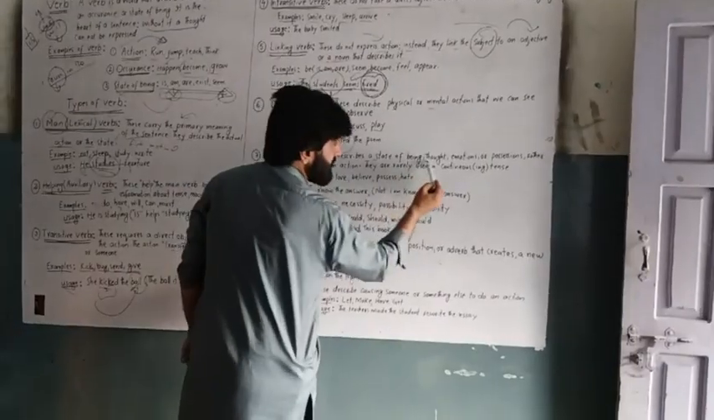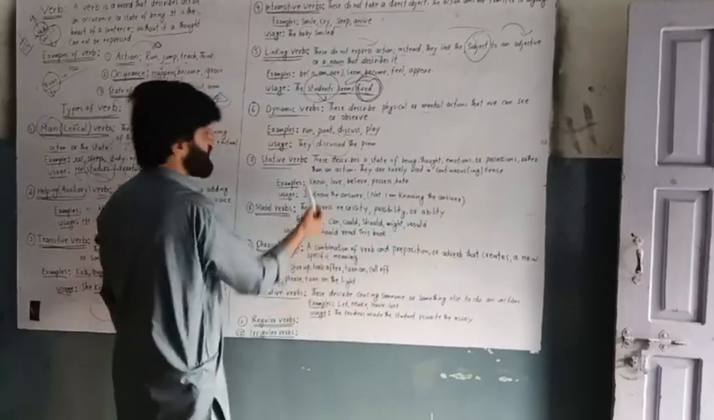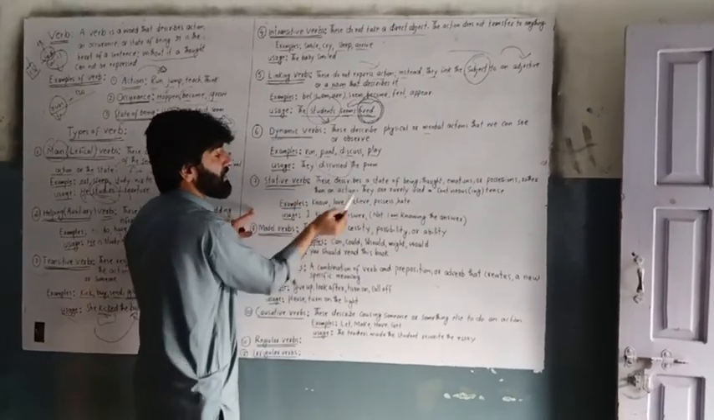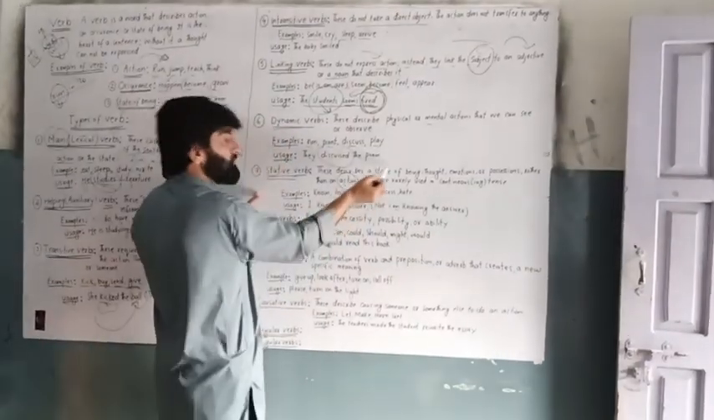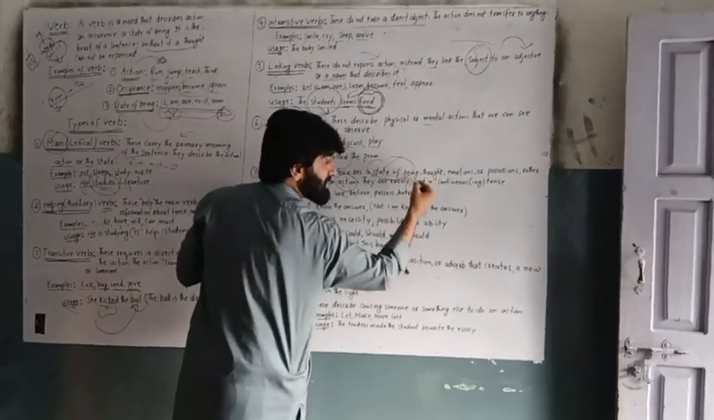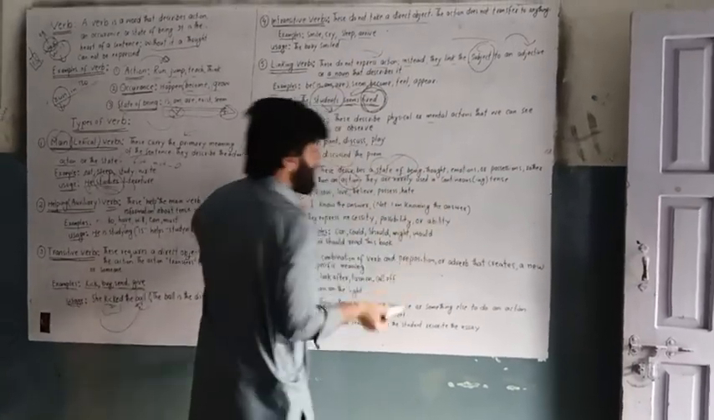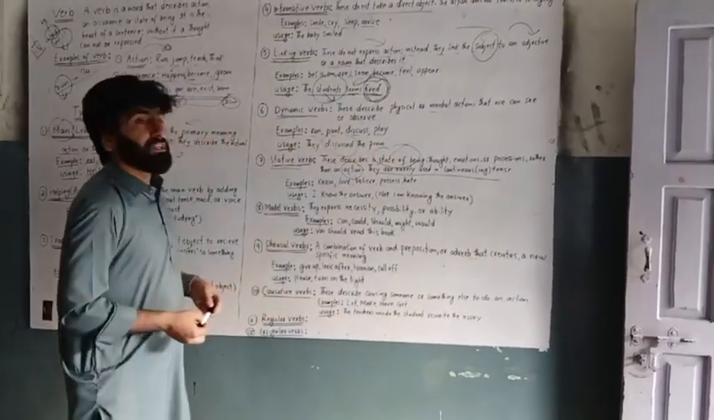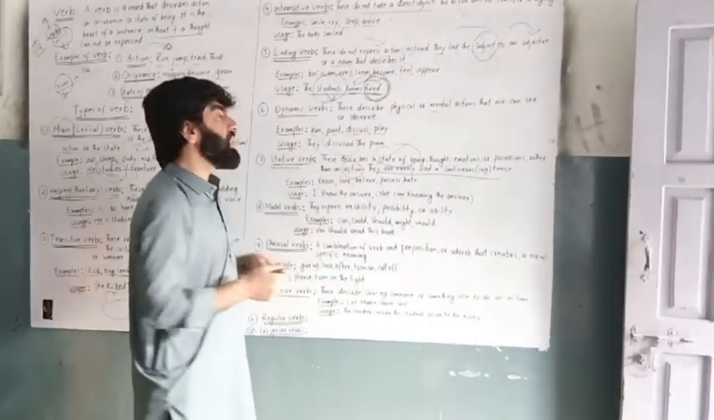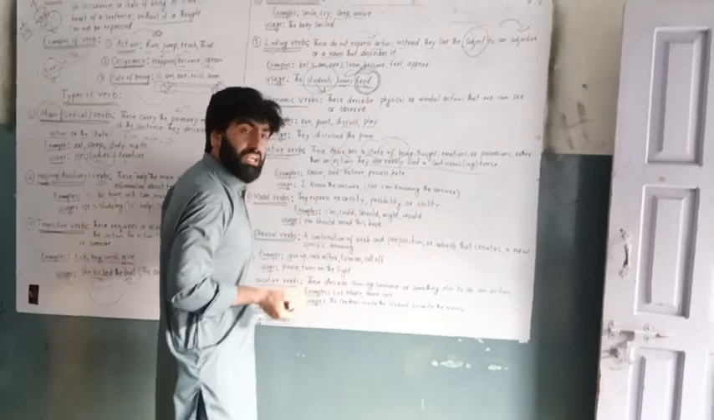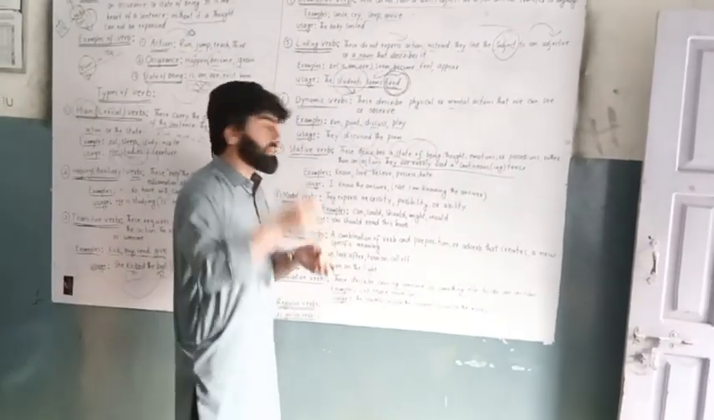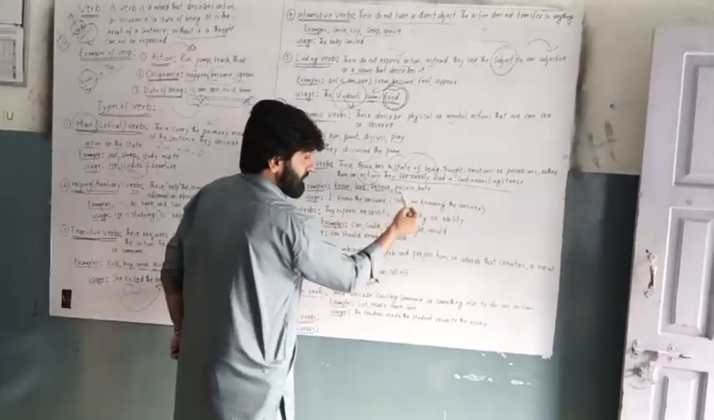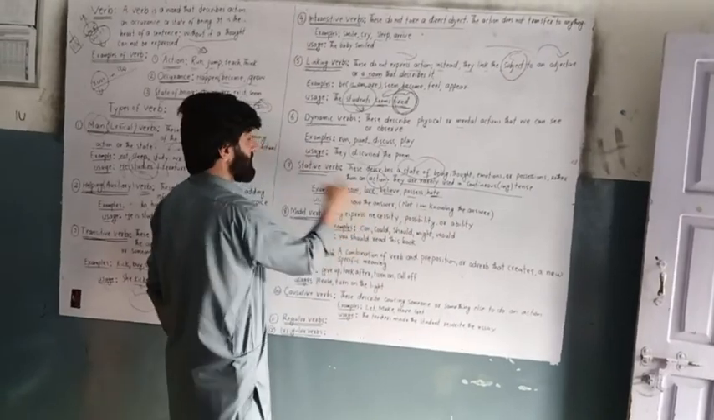Stative verb is the opposite of dynamic verb. These describe a state of being, thought, emotion, or possession rather than an action. The function of a stative verb is not to show action, but to focus on the state of being. And remember this point, they are rarely used in the continuous tense, the ing form. You cannot create any continuous tense, like present continuous, past continuous, or future continuous, from a stative verb. Love, believe, possess, hate. These verbs are stative verbs.